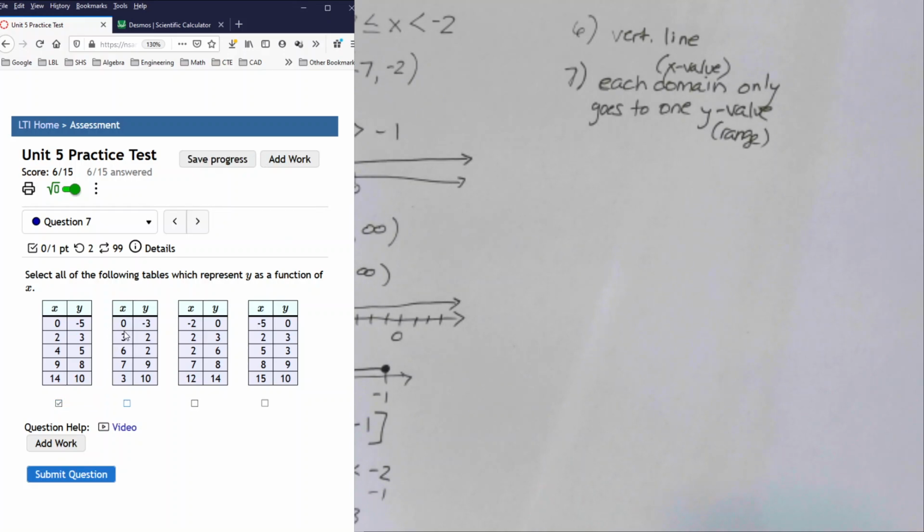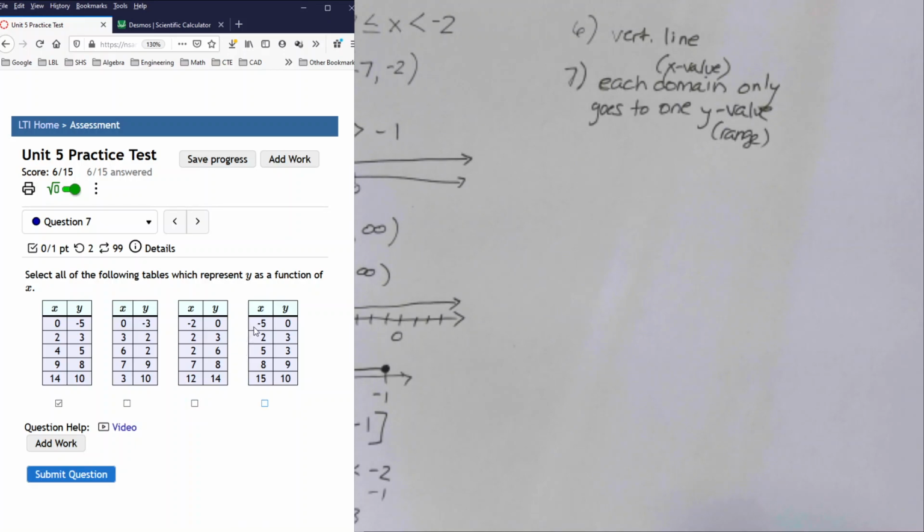On the second one here, I'm looking down through here, I see a 3 and a 3. And the first 3 goes to 2. The second 3 goes to 10. So 3 in the domain goes to both 2 and 10 in the range. That's not a function. Here on the third one, I've got 2 goes to 3 and 2 goes to 6. Same situation. One value of the domain, 2, goes to multiple ranges, so that's not a function.